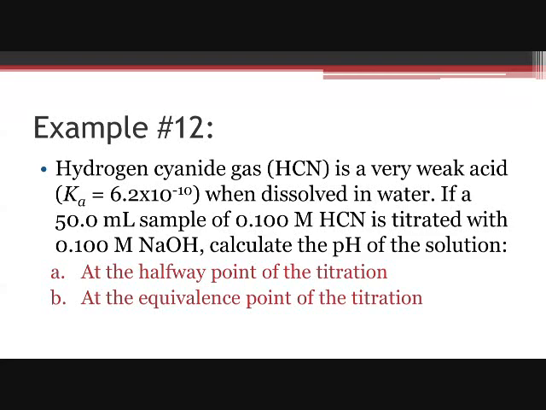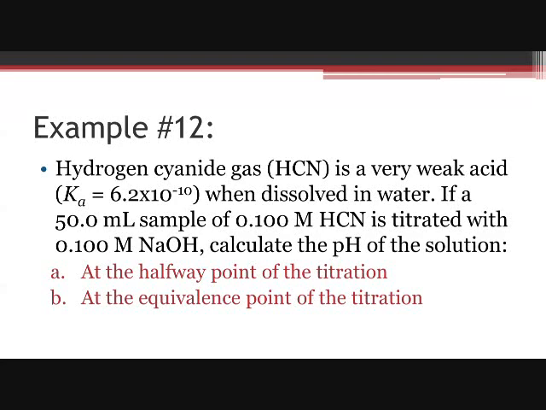But okay, so we have hydrogen cyanide gas, or hydrocyanic gas, is a very weak acid with a Ka of 6.2 times 10 to the negative 10 when dissolved in water. So if a 50 milliliter sample of the 0.1 molar hydrocyanic acid is titrated with 0.1 molar sodium hydroxide, let's calculate the pH first at the halfway point of the titration, and then B at the equivalence point. So the halfway point is that half equivalence point that we're talking about here.